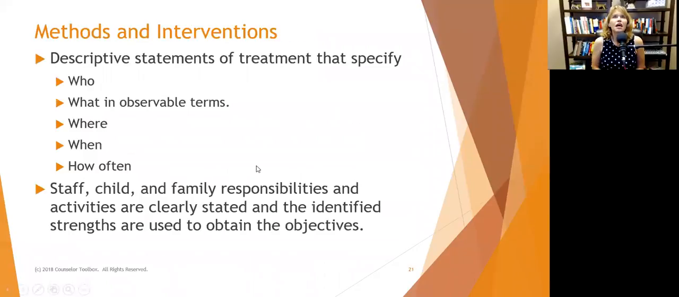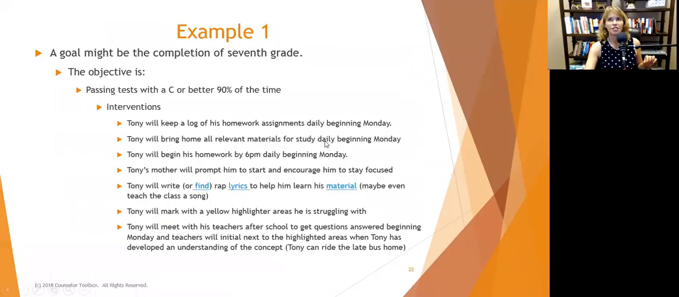All right. Descriptive statements of treatment. For methods and interventions, we really want to be specific about who's supposed to do it, what they are supposed to do, where, when, and how often they will do it. So answer all those W and H questions. That way nobody can say, I thought you were going to do it, or I thought that was supposed to happen over here. The staff, child, and family responsibilities and activities are clearly stated, and the identified strengths are used to obtain the objectives.